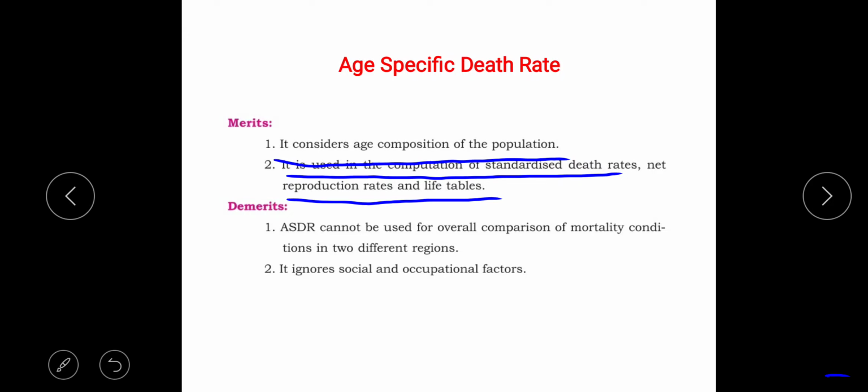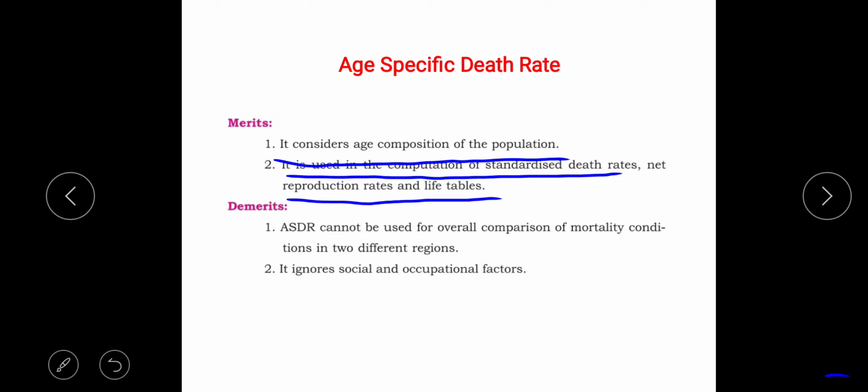That life table gives us the survival pattern or mortality pattern. We all study that there, and it tells what is the average age that a newly born baby would live. Okay, so it helps in ASDR, and helps in further calculations.